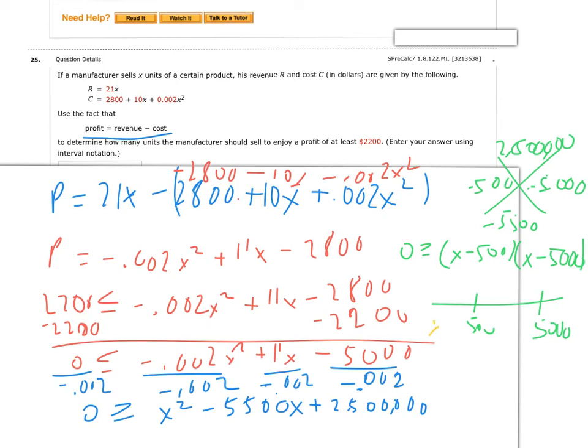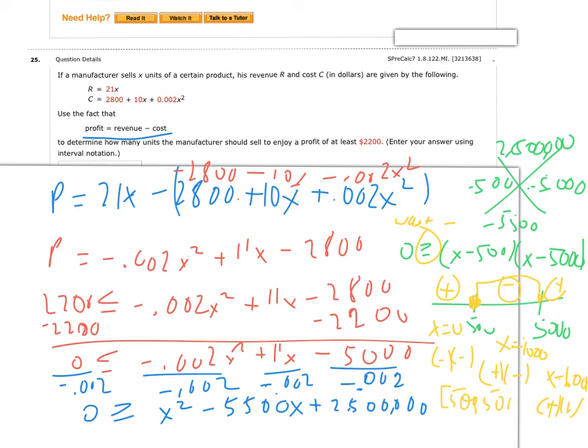So I'm going to try out x equals 0 here. That's going to be a negative times a negative, so that's positive. Try out x equals 1,000. And that'll be a positive times a negative, so that's negative. And I'll try x equals 6,000, which will be a positive and a positive, which is positive. Now, this one, the way it's pointing means I want negatives, because I kind of need to read that backwards. And so I'm going to go from 500 to 5,000.